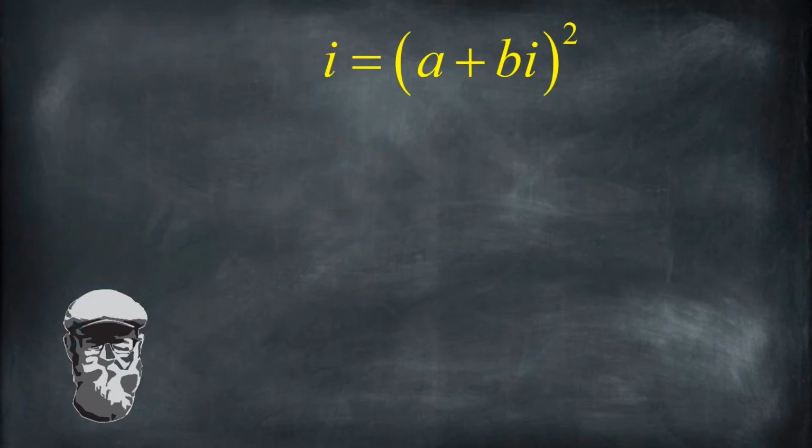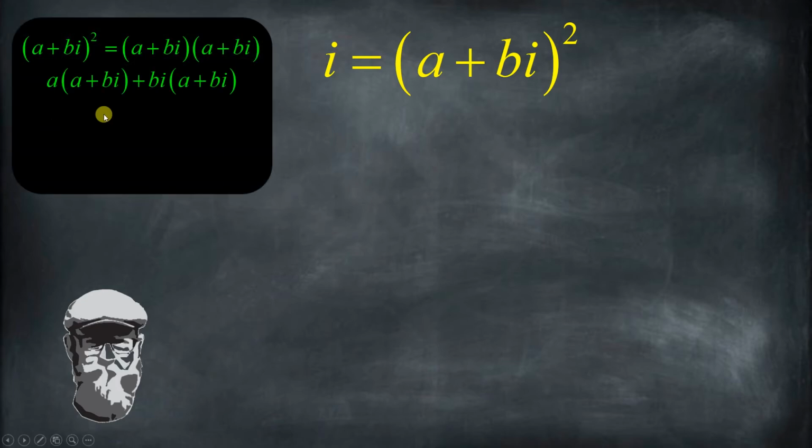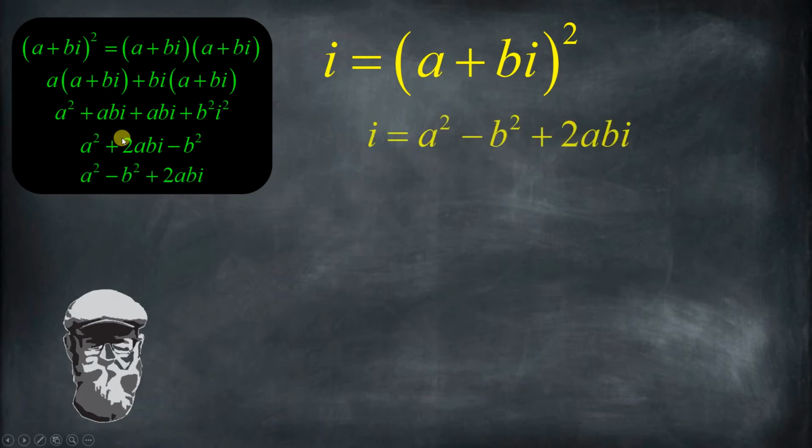Now, a plus bi squared. When we square that, we need to be careful. Let's go ahead and write it out right here. We're going to get the first term times the second group plus the second term times the second group, like this. Distribute, combine like terms. Be careful that you're squaring everything that needs to be squared. Here's what we have: a squared plus 2abi minus b squared. So when you square a plus bi, this is what you get, right?